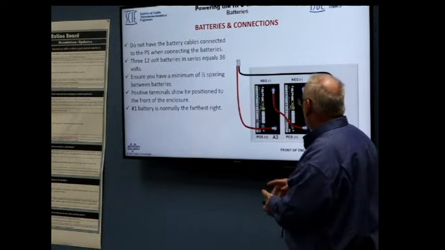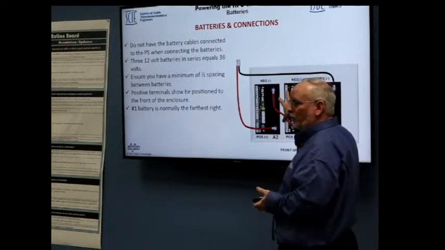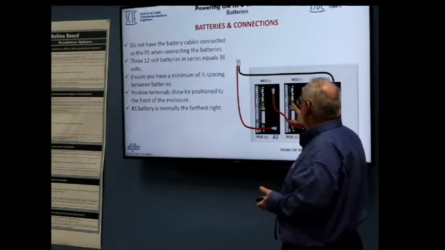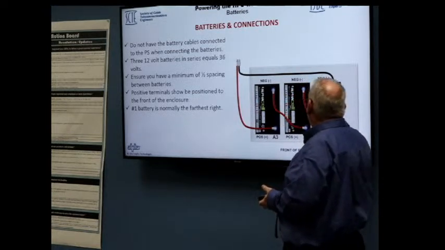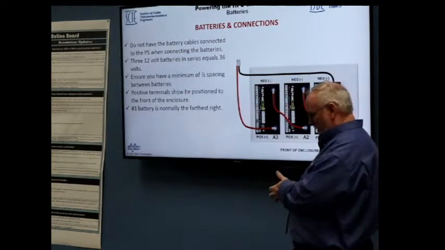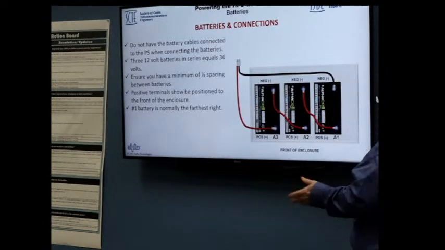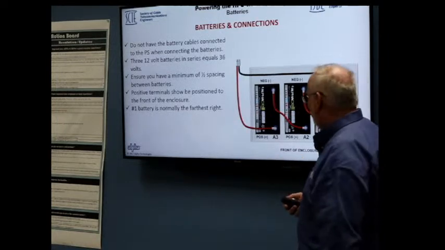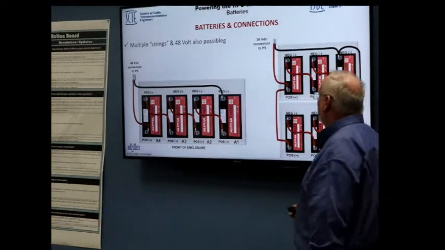Now the interesting part is, this is normally the battery that fails. Why? Because it gets hotter. When all the batteries heat up, these two are cooling to the outside of the cabinet. This one can't. From my experience, which I've done since like 1994, that happens.